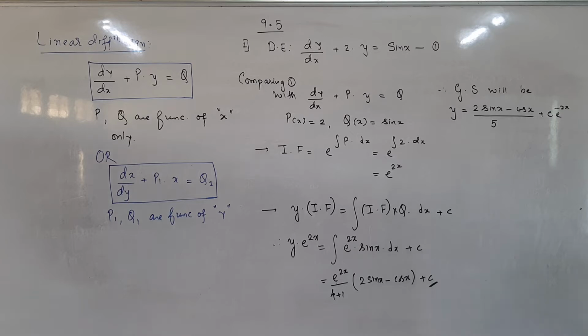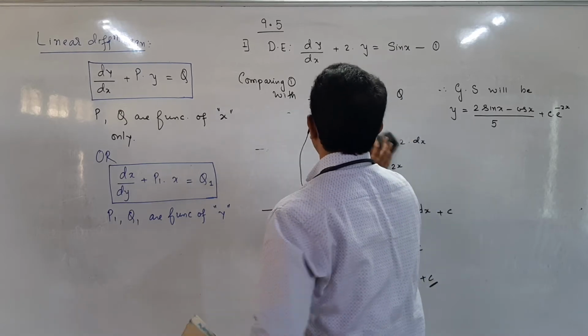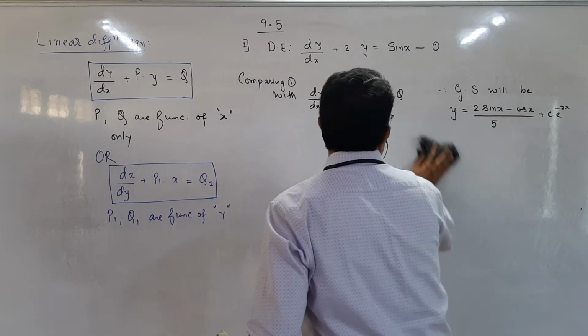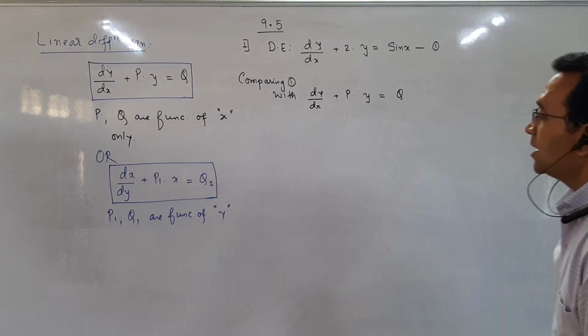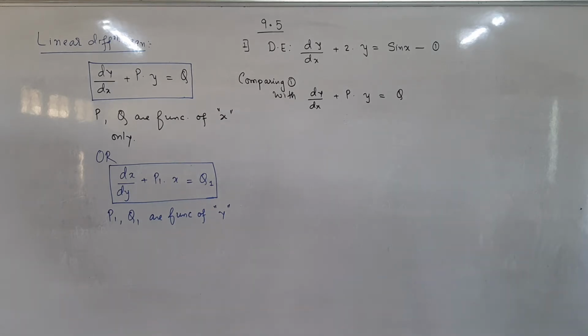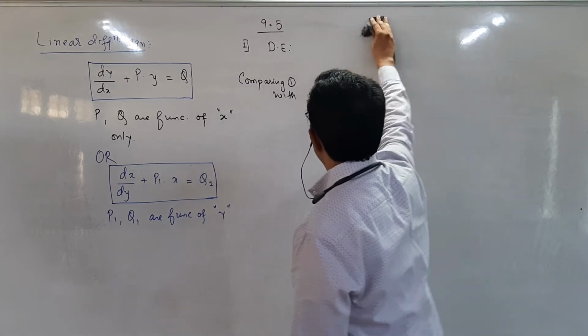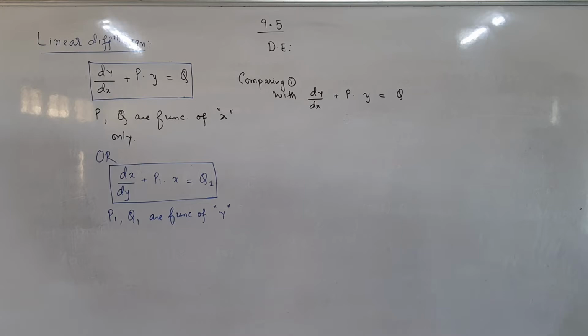So this type of sums are very easy, students. It has a standardized approach, and always we have to compare the given differential equation with the standard form and write p of x and q of x in the first step, or alternatively p1 of y and q1 of y based on the given differential equation. Okay students, now we are doing sum number 2.